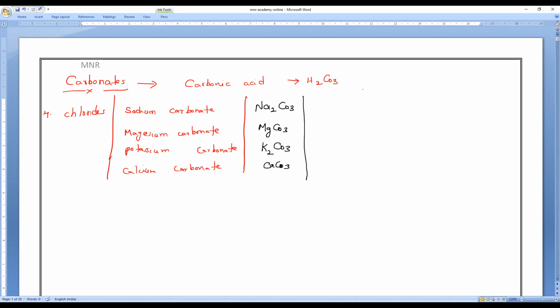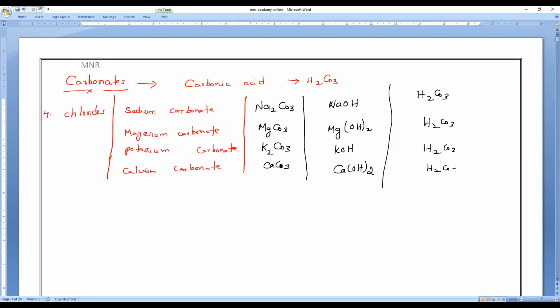Next, parental base, or base used in the preparation of the salt. What is the base here, all of you? NaOH. Here, magnesium hydroxide, Mg(OH)2. And here, potassium hydroxide, KOH. And here, calcium hydroxide, Ca(OH)2. And what is the parental acid, the common acid? What is that acid, everybody? Carbonic acid. Here also carbonic acid, here also carbonic acid, and here also carbonic acid.